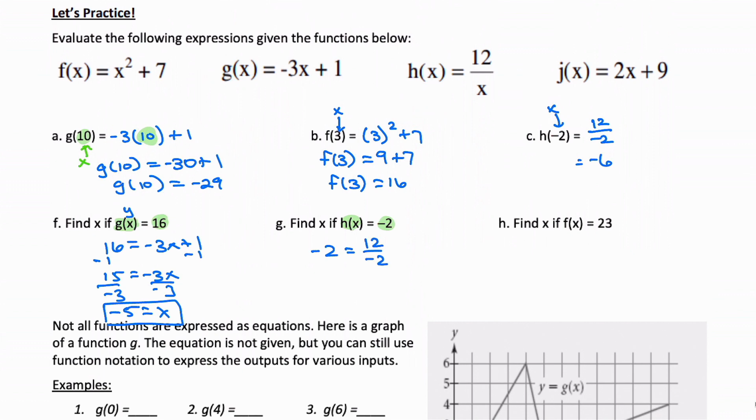I'm sorry. Nope. Sorry. Only the h of x is a negative 2. On the bottom, it's just an x. I can't get rid of that.